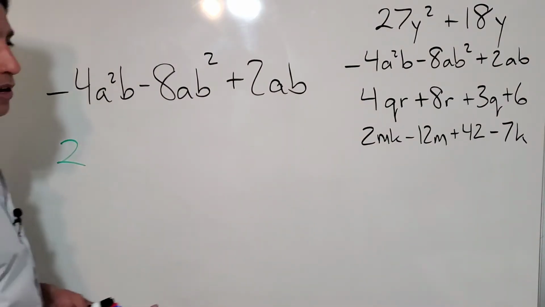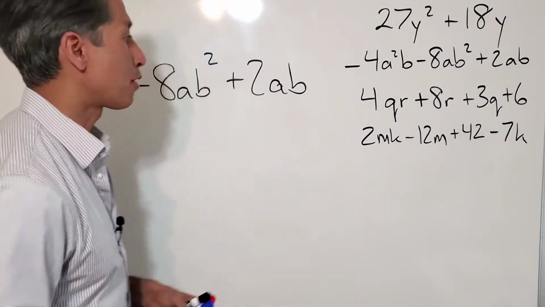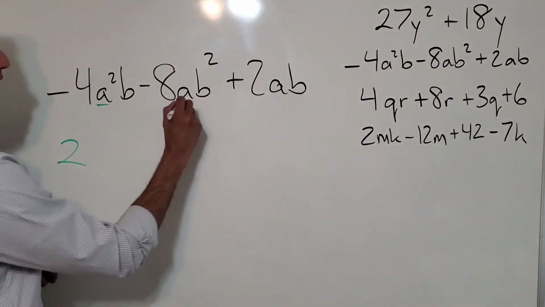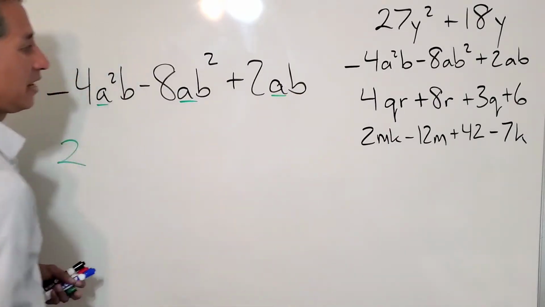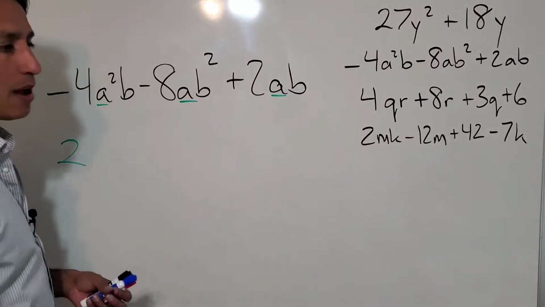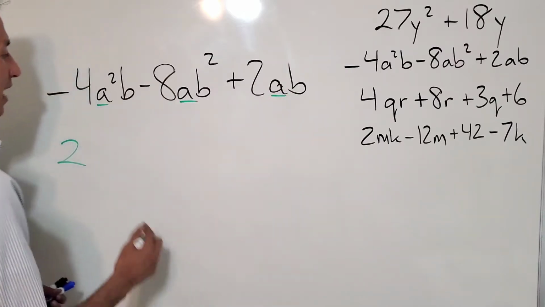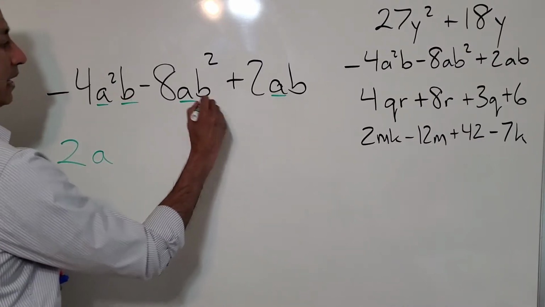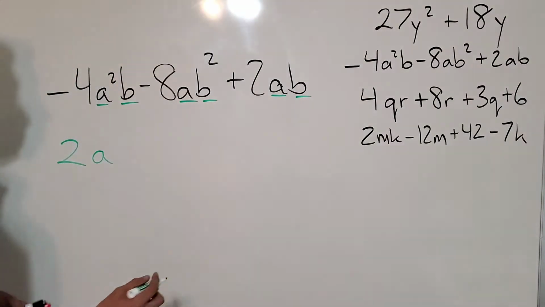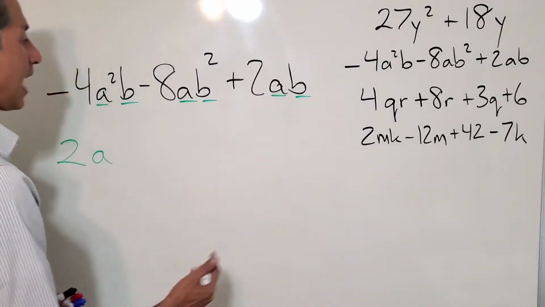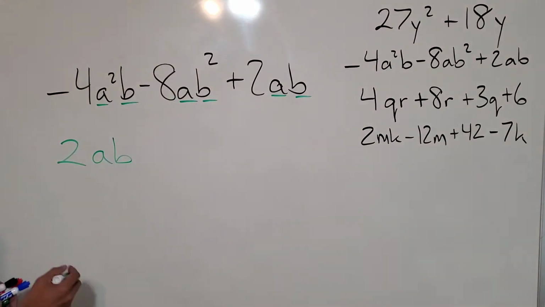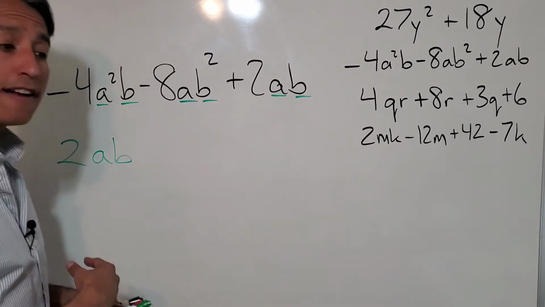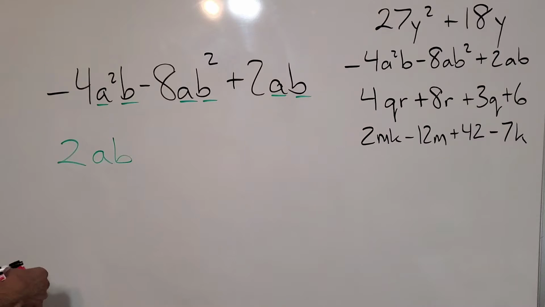And then the question is, okay, well, how many A's can I pull out of all 3 parts? Well, I got 2 here, I got 1 here, and I got 1 here. So the most that I can pull out equally out of all 3 of these guys is just 1. And now let's move on to the B's. I got 1 B, 2 B's, 1 B. So the most B's that I can pull out of this guy is just 1. And now, because I've pulled out the greatest amount of stuff, now I can just rewrite the rest of the problem.